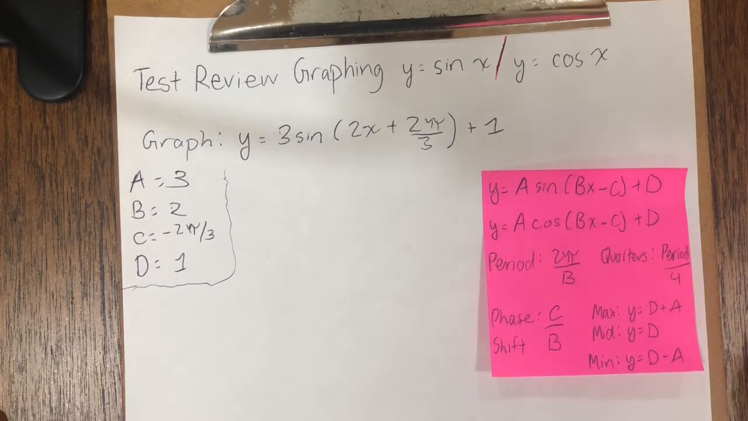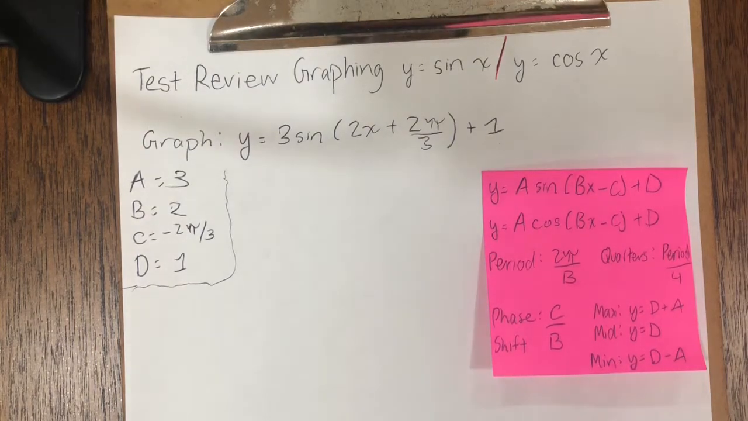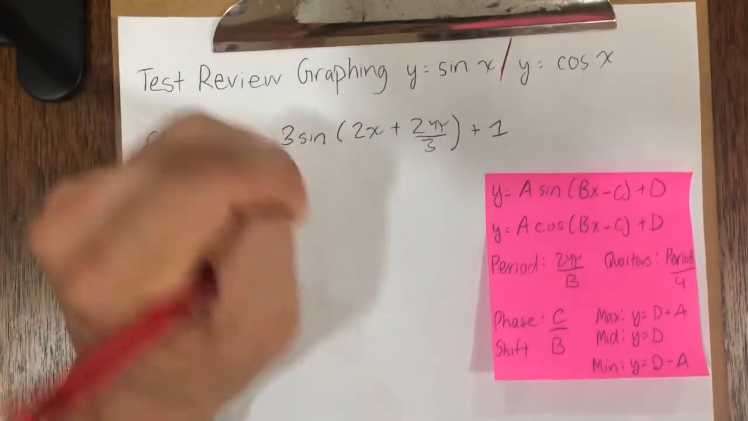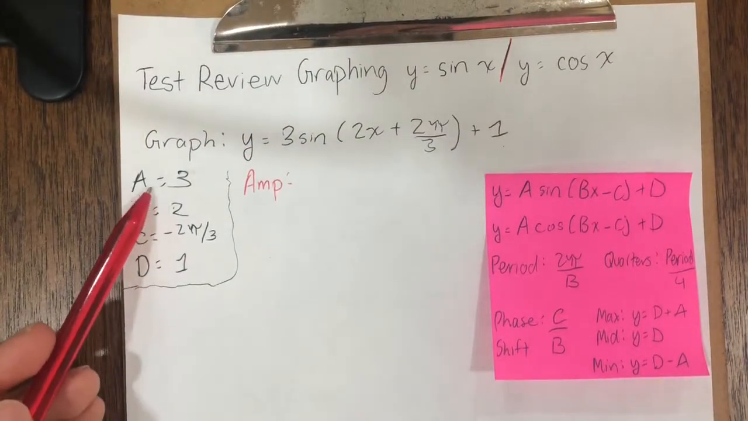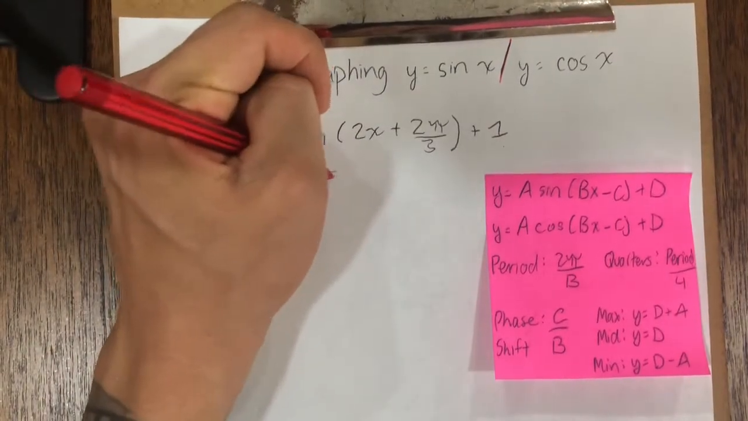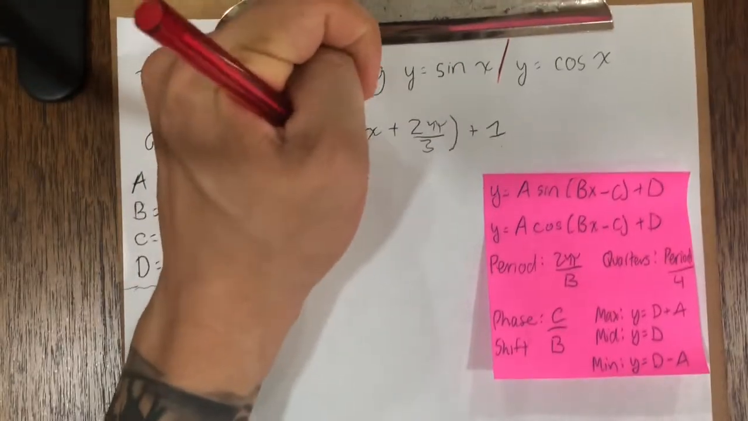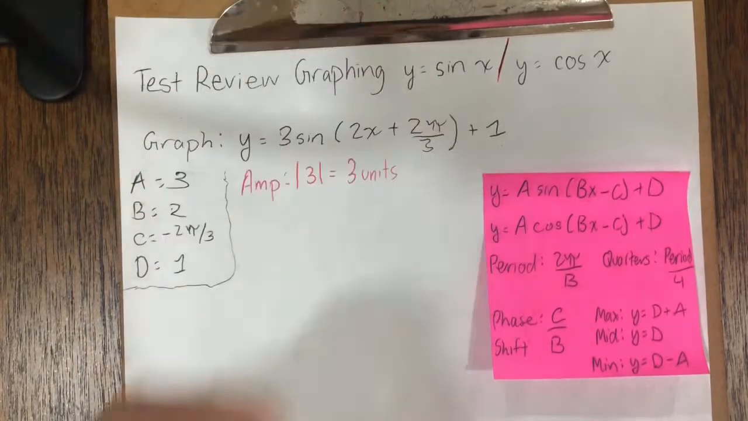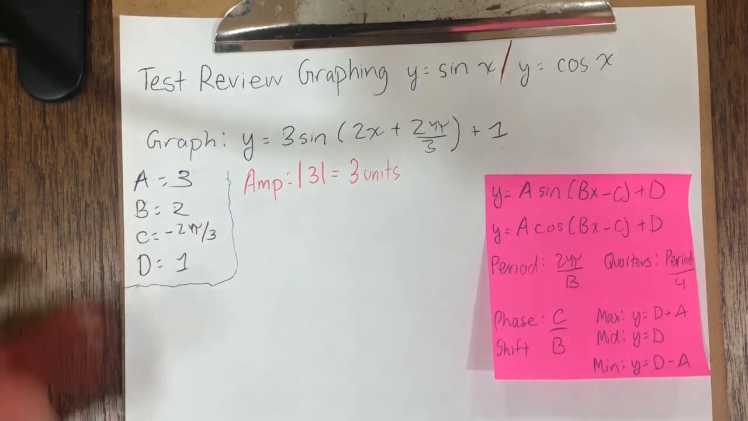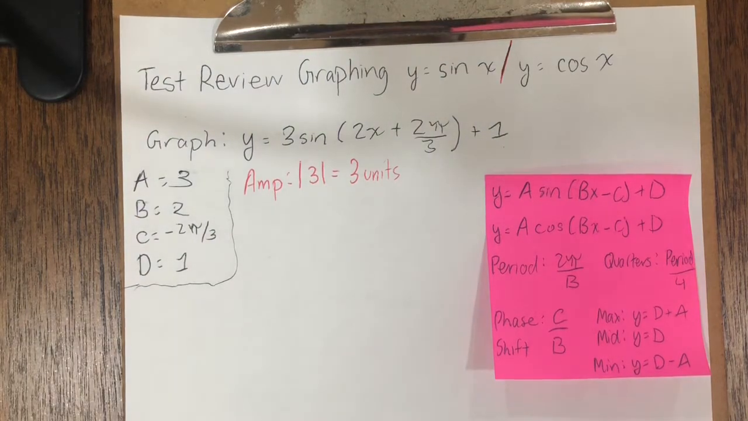All right, so now I can go ahead and figure out the amplitude, the period, the phase shift, quarters, all that information. So let's go ahead and get started with the amplitude. With the amplitude, you just take the absolute value of whatever A is. So if we take the absolute value of 3, we still get 3. So the amplitude, which is the height of the graph from the midline to the max or the min, is 3 units.